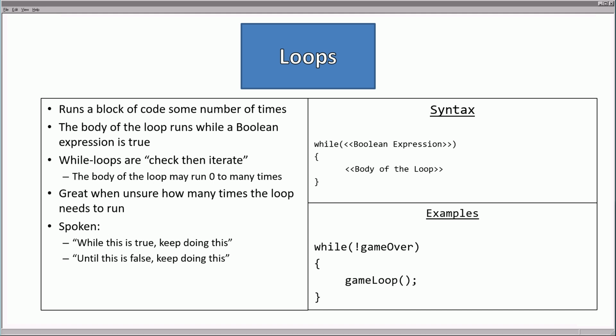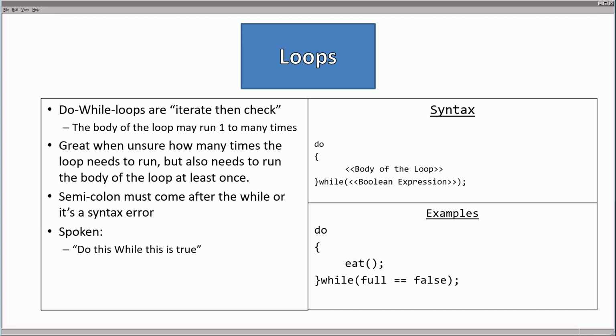While loops are excellent when you're unsure of the number of times that this loop body needs to be run. And a good way to think about this as you're communicating with the computer is you're saying, while this is true, keep doing this. Or another way to look at it is until this is false, keep doing this.